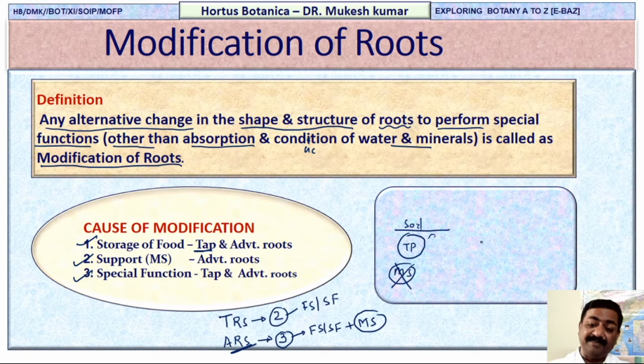because adventitious roots arise from the non-radicle part. They may arise from the branches, stem, and the larger plant will be there. They need mechanical support, which is being provided by the adventitious root. So they provide mechanical support. So mind well, the taproot system has two causes of modification, but the adventitious root system has three. What is not common between both? Yes, it is mechanical support, isn't it?